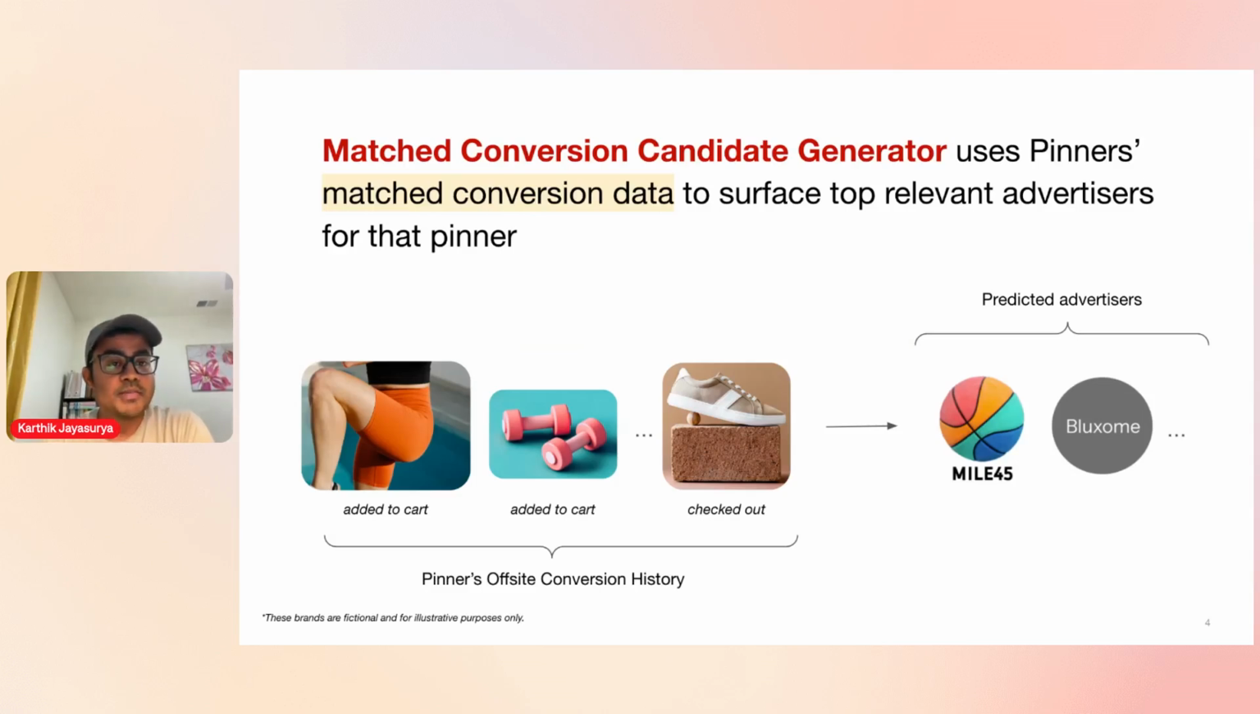So specifically, the match conversion candidate generator uses this match conversion data. The goal here is to surface top relevant advertisers for that pinner. So if we look at a sample offsite conversion history, here is a pinner who is interested in some exercise gear like shorts and dumbbell, which are added to the cart and later checked out with a shoe. So here the goal is to predict some fitness related advertisers for this particular pinner. In this case, Mile 45 and Blugzome, these are some fictional brands, but the goal is to predict relevant advertisers based on their sequence of offsite conversion history.